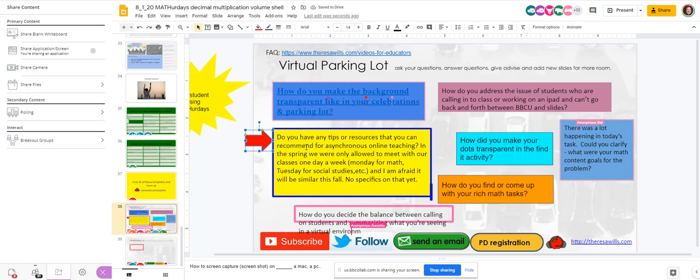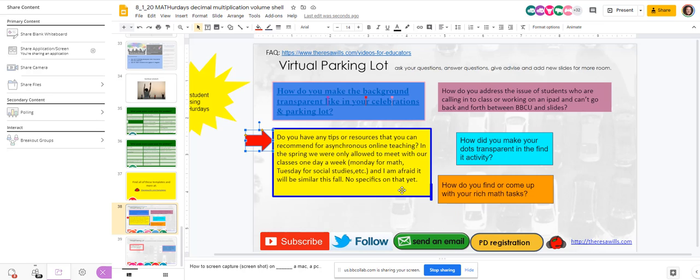Do you have any tips or resources you can recommend for asynchronous online teaching? In the spring, we're only allowed to meet with our classes 1 day a week, and I'm afraid it will be similar in the fall. No specifics on that yet. One of the tips that I would do is if you plan to do a rich task like today's, let students play around with the problem ahead of time and submit to you their work that they're thinking about. And then when you have all, let's say, 25 pieces of student work, you can take that work and purposefully group students for your synchronous session.